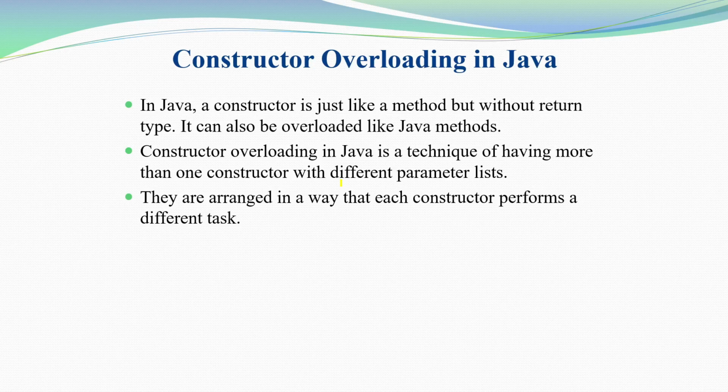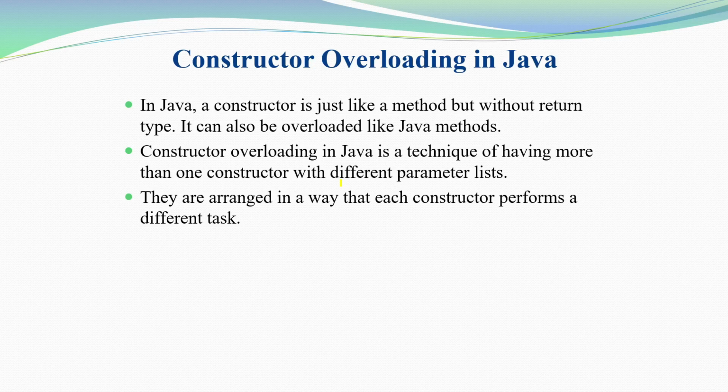It means that constructor overloading is possible in Java, and it is exactly the same as method overloading. So what exactly is overloading? Overloading means we are making some functionality work differently with a different parameter list. That's what is called different forms of a particular function. So constructor overloading in Java is a technique of having more than one constructor with a different parameter list.